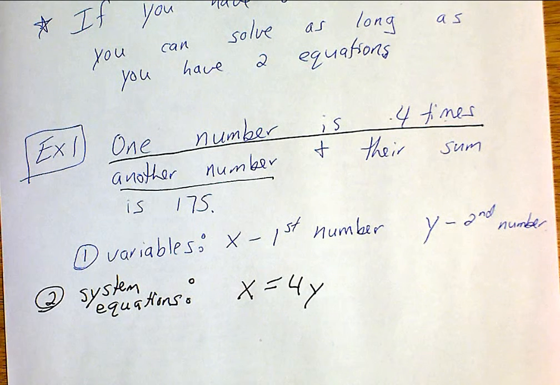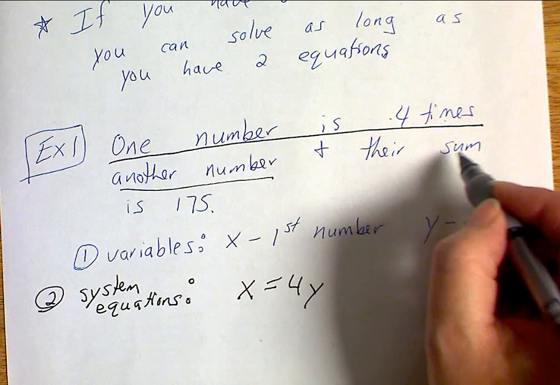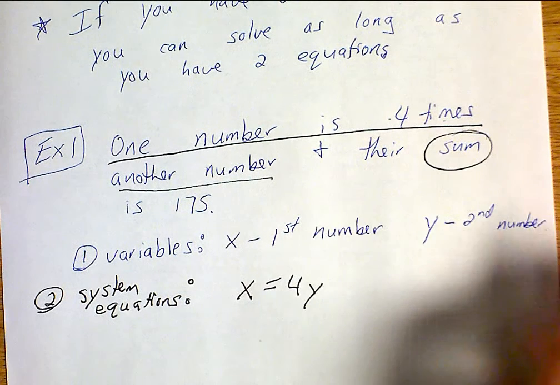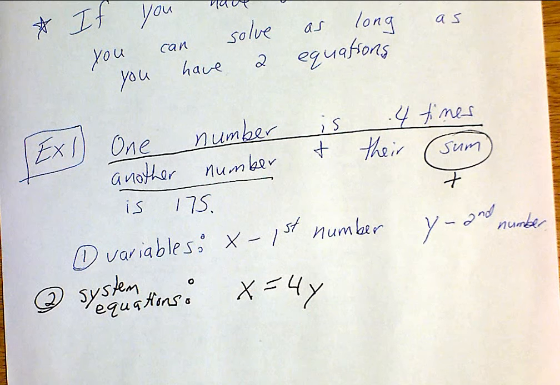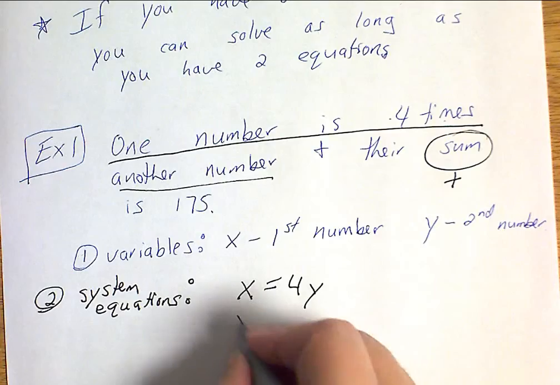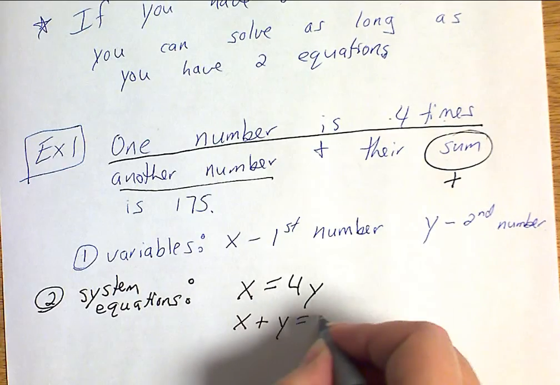So it says their sum. What does the word sum mean? Add. So it says their sum is 175. So what does that mean? X plus y equals 175. So x plus y is equal to 175.